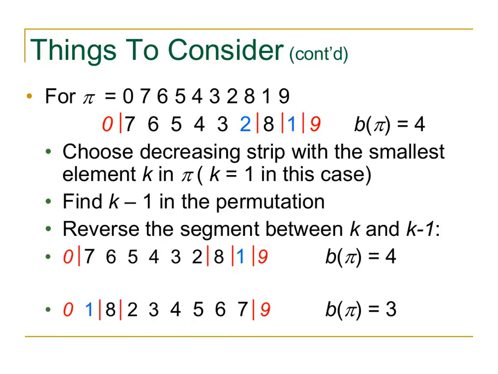Building on our last example, let's examine the permutation pi equals 07654328819, which has 4 breakpoints between 0 and 7, 2 and 8, 8 and 1, and 1 and 9.